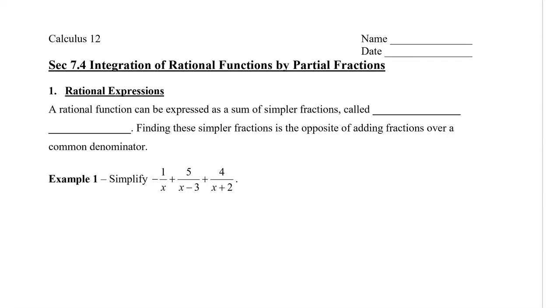In this video, I'm going to show you how to integrate rational functions by the method of partial fractions. A rational function can be expressed as a sum of simpler fractions, which are called partial fractions. Finding these simpler fractions is the opposite of adding fractions over a common denominator. So for example, let's say I want to simplify this by joining these partial fractions together. So these are called partial fractions.